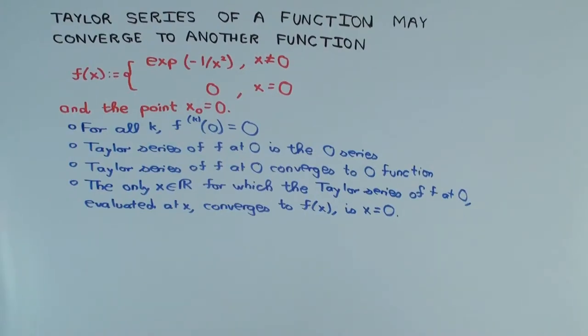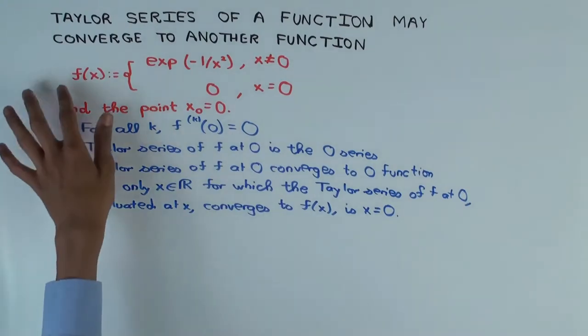Okay, so this talk is going to be an example of a function which has a Taylor series. It's infinitely differentiable, but there's a point in the domain where the Taylor series exists, and it doesn't converge to the function. In fact, the function it converges to agrees with the original function only at that point about which you're taking the Taylor series.